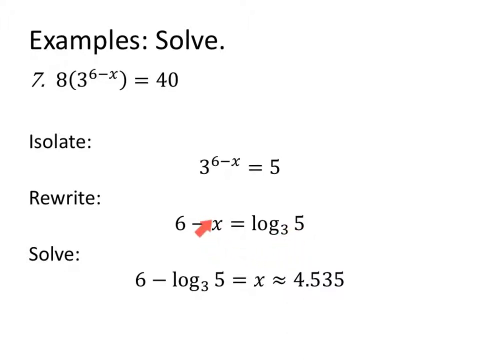If I subtract log base 3 of 5 from both sides, add x to both sides, I end up with 6 minus log base 3 of 5 equals x. And of course I can find that decimal using my calculator if I need a decimal approximation.